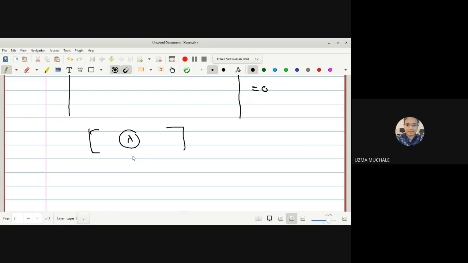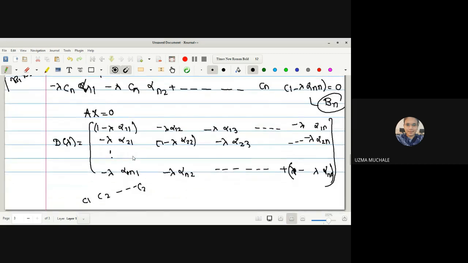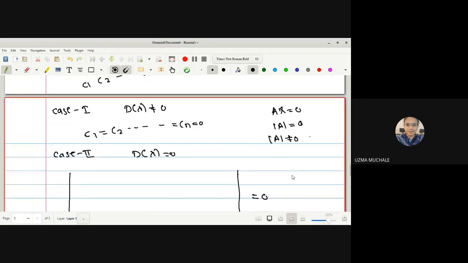If it is an equation in terms of lambda, can anyone tell me what will be the degree of the equation? Or rather, what will be the degree of lambda in that equation? Ma'am, lambda raised to n. Okay, lambda raised to n, right? I hope you have assumed we are having all values. Sometimes some values may be 0.